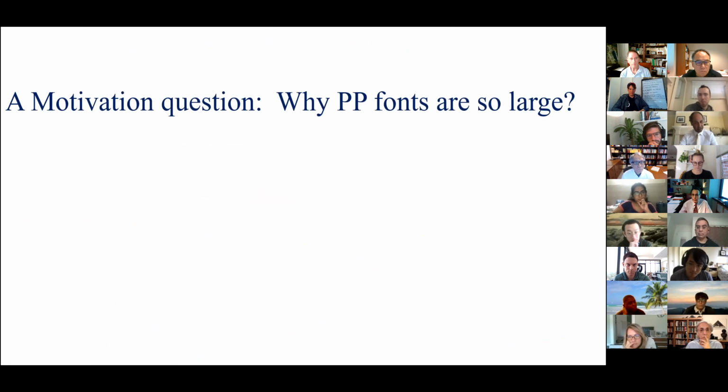Would that be good? Let me give you a motivation to suggest that that's not a good method either. If I ask you why is it that PowerPoint fonts are so large, the answer is obvious, because the audience is sitting 100 yards or maybe even a more distant space from the screen in most of the classrooms. So the fonts need to be large.